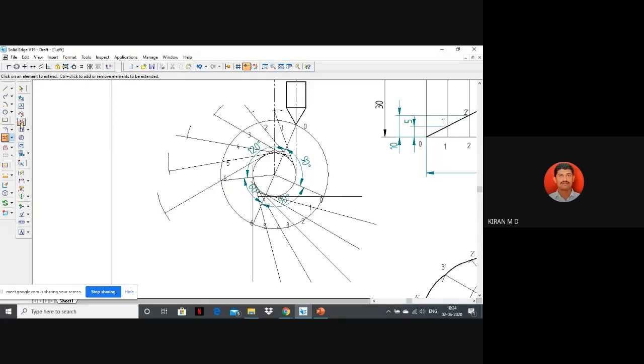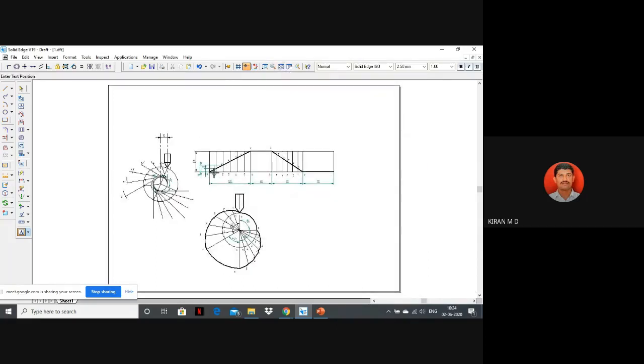Okay. So now these are the points here. This is 1 dash. This is 2 dash. This is 3 dash. This is 4 dash, 5 dash, and 6 dash. Okay. So now these are the distances from what we have in the displacement diagram: 1 to 1 dash, 2 to 2 dash, 3 to 3 dash, 4 to 4 dash, 5 to 5 dash, 6 to 6 dash.